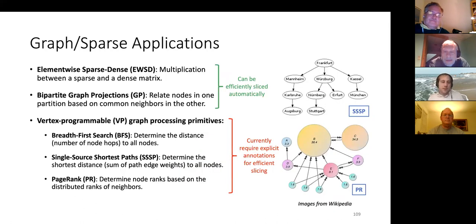If we look at some results, we basically took some vertex programmable graph processing algorithms like breadth first search, page rank, single source shortest path. We also have graph projections. That's a popular one for recommendation systems. And this element-wise sparse-dense operation is one of the kernels that Bob might have been referring to, where you take a dense matrix and you drop a bunch of weights and then you now have random accesses into that formerly dense matrix.